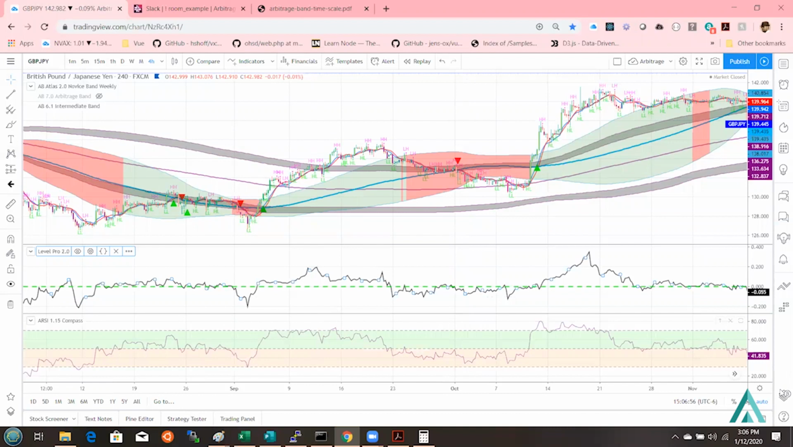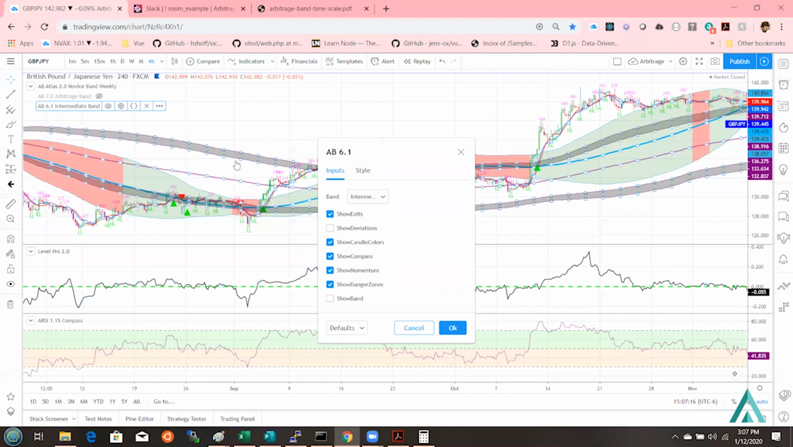All right, we got a few more questions. If I'm entering on the 1-hour and monitoring my trade on the 4-hour, what bands and Atlas should I be using? Right now I'm set on arbitrage and RSI. So you're trying to play the 4-hour with the arbitrage band. Let me first get your settings to that.